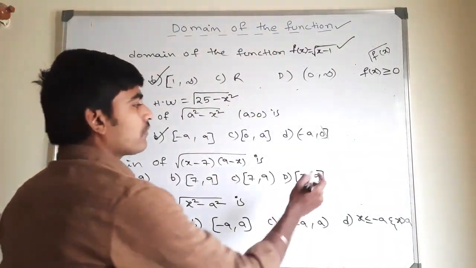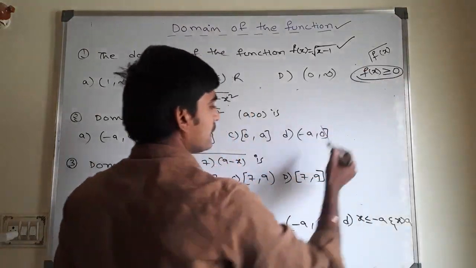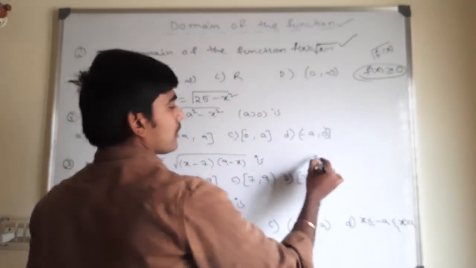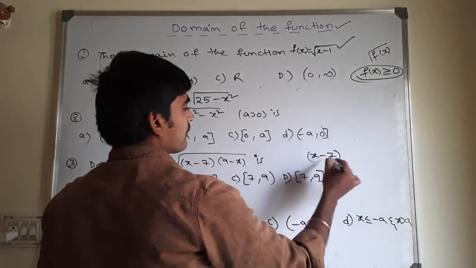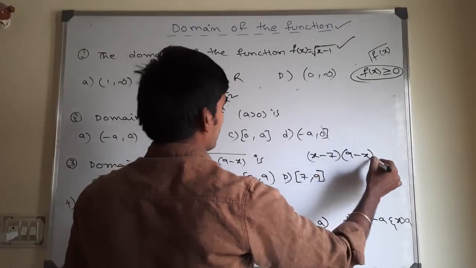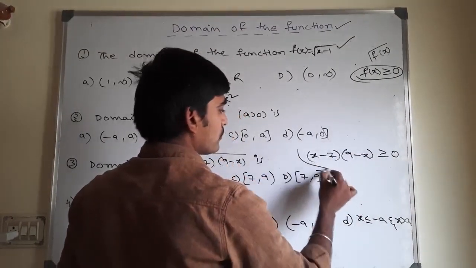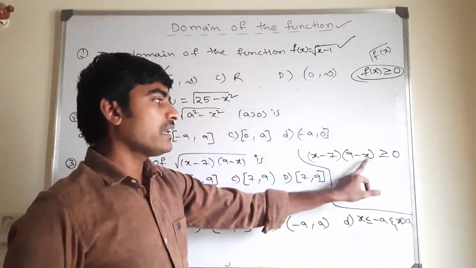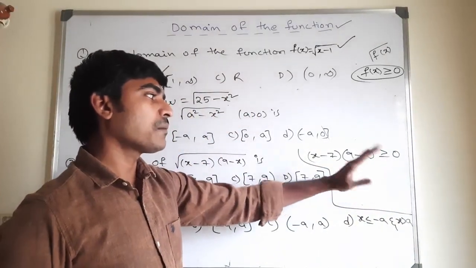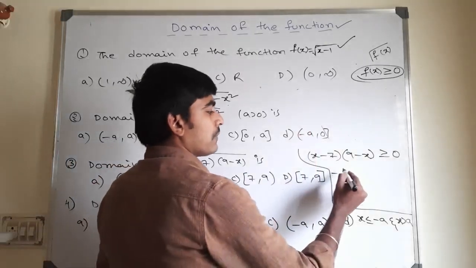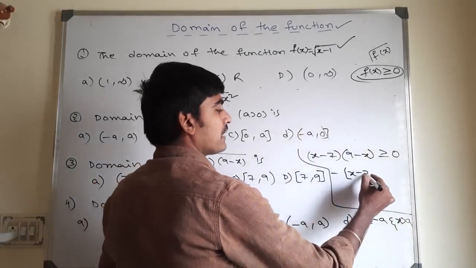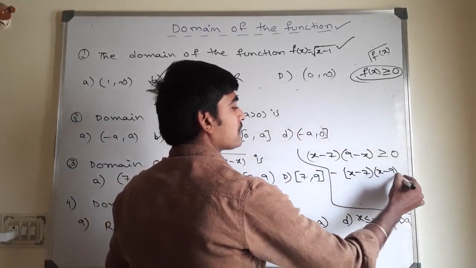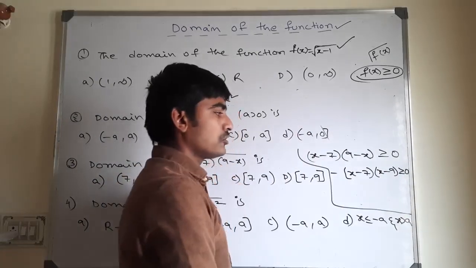Square root means the value under the root should always be, as I told you, a condition. Under the root, what do I have? (x minus 7) into (9 minus x) should be greater than or equal to 0. Further procedure: here I have 9 minus x. In this I would like to take minus common outside. Minus came out, so (x minus 7) and (x minus 9) is greater than or equal to 0.